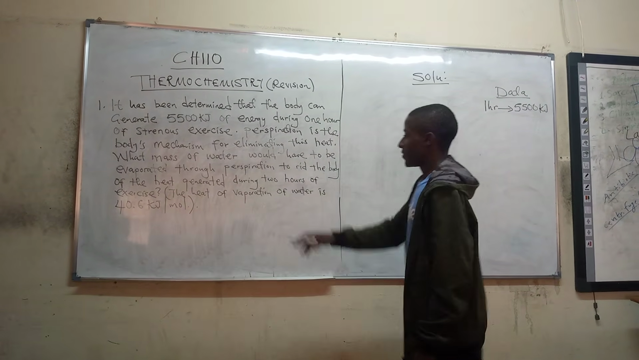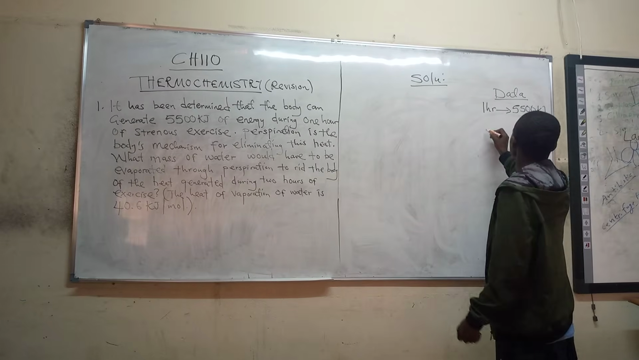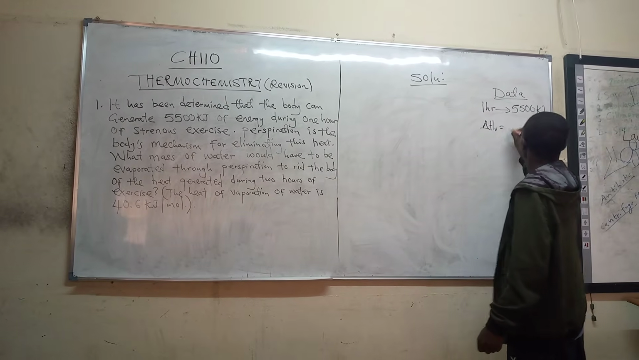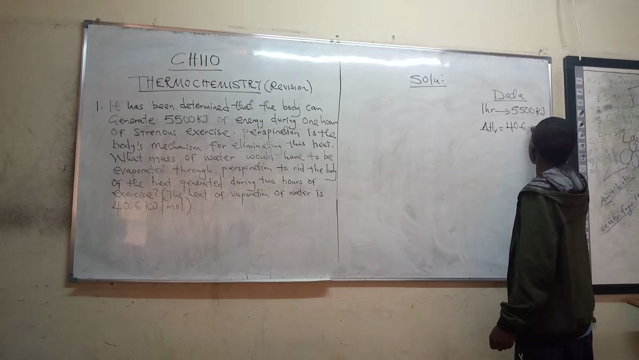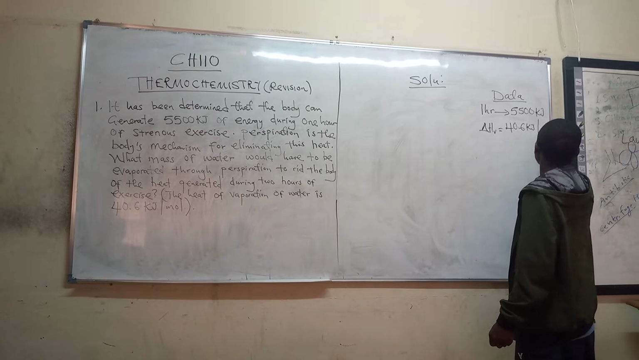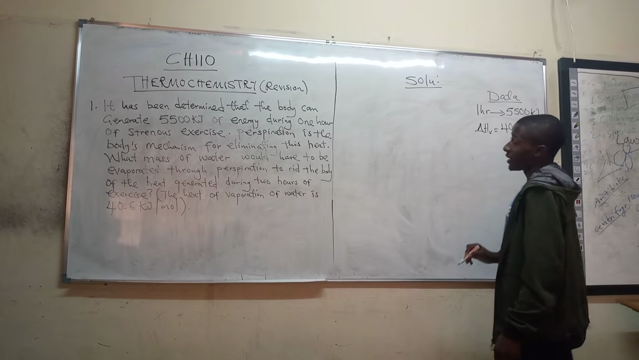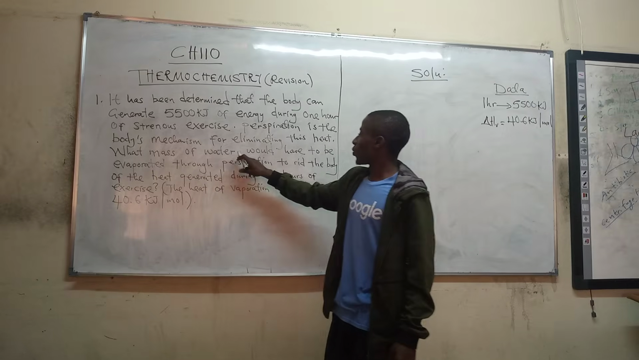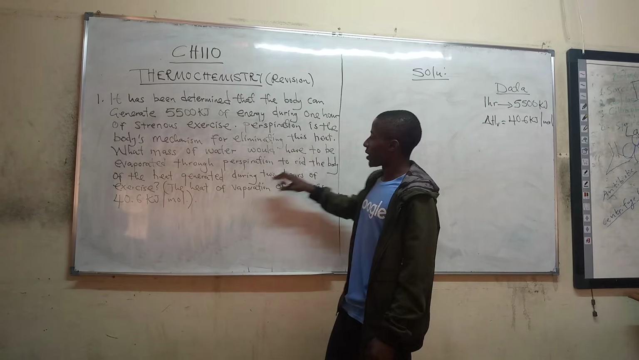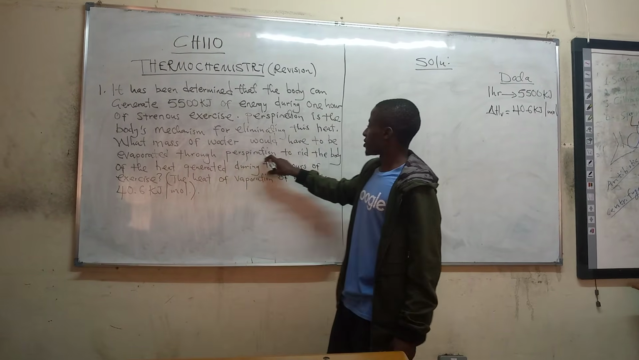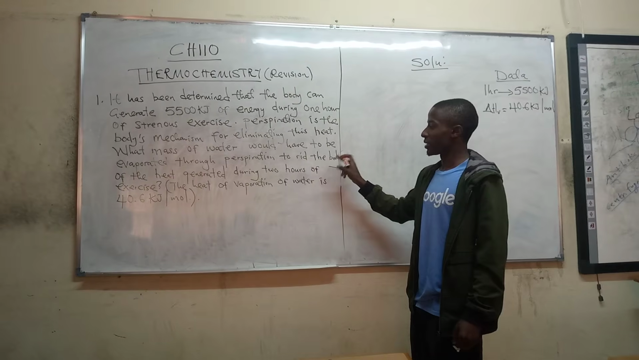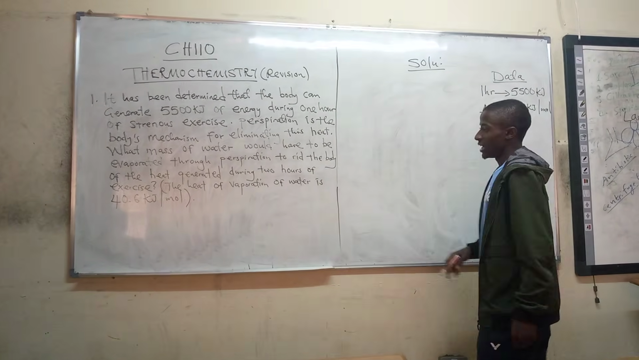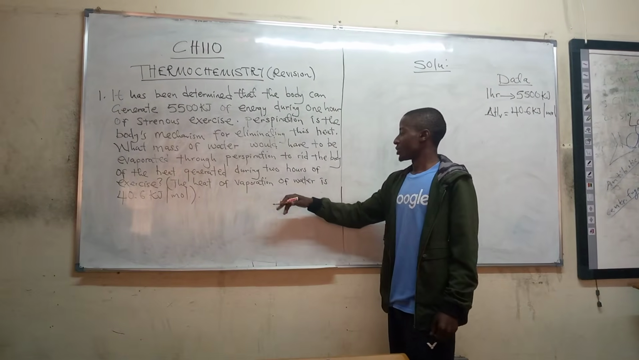And then apart from that, you have been given the heat of vaporization, which is equal to 40.6 kilojoules per mole. And then you have been asked to calculate the mass of water that would have been evaporated through respiration to lead to the loss of heat in 2 hours. So we have to find the total heat that was produced in 2 hours.